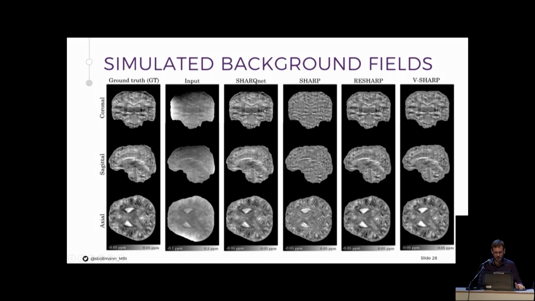So, for example, here you see a small dark band that actually is true, and that should be there, because also structures inside the brain cause low frequency fields, so we cannot just spatially filter it. But with SHARP, we lose this information, but RESHARP and VSHARP are a little bit more sophisticated extensions to SHARP, and they keep this information.